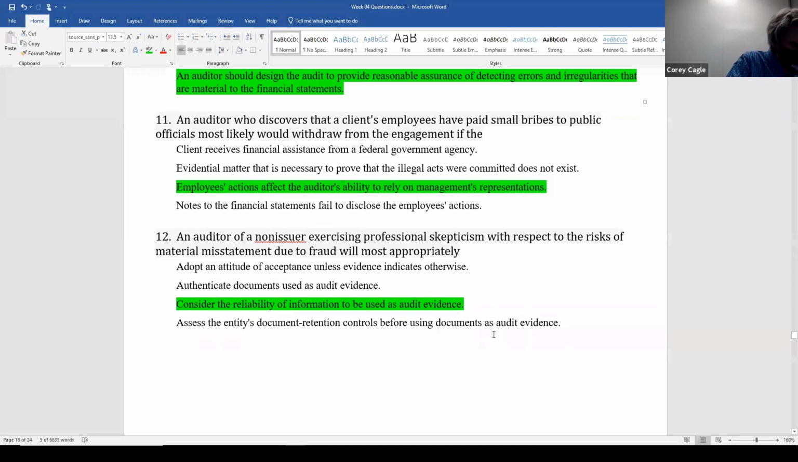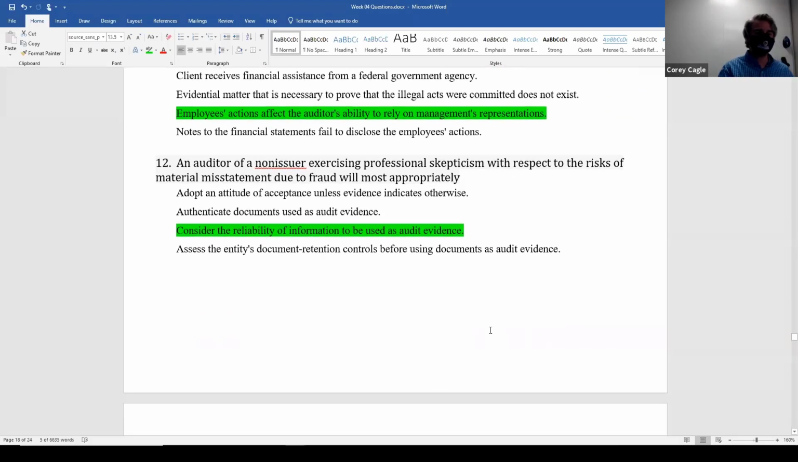Let's see, 12 is a good question. An auditor of a non-issuer exercising professional skepticism with respect to the risks of material misstatement due to fraud will most be... this one's really quite easy.